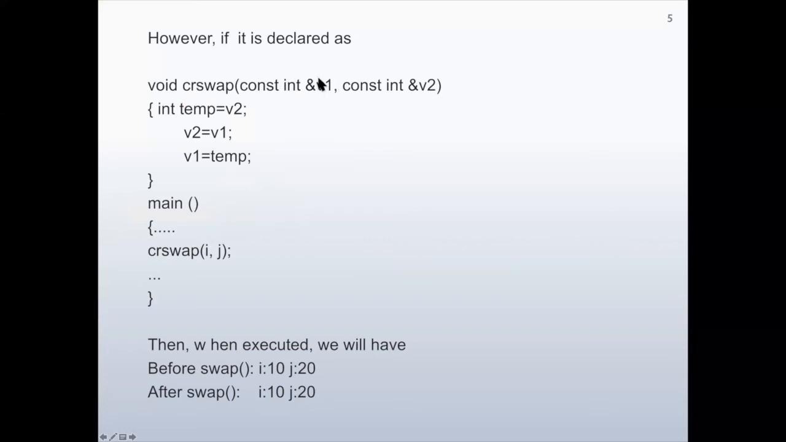However, if it is declared, the name of the function is now cr swap, and just before the declaration of the integer references, we have constants here. The rest is the same as the previous code, only the name of the function is updated. Then, when executed, we will have before swap i 10 j 20, and notice that after swap the values of i and j are the same. So if we use constants here, we are not able to interchange the variable values.